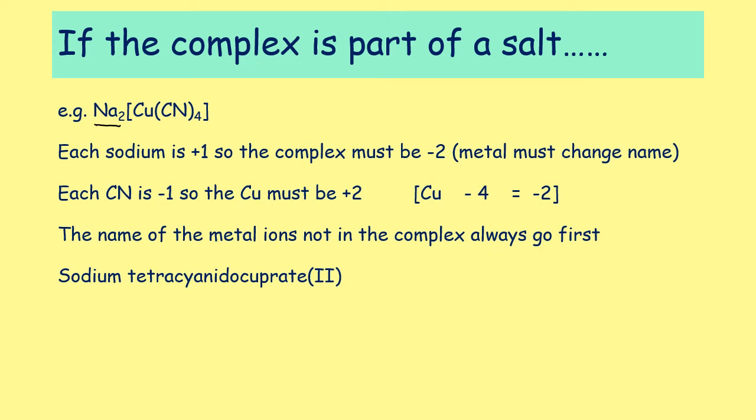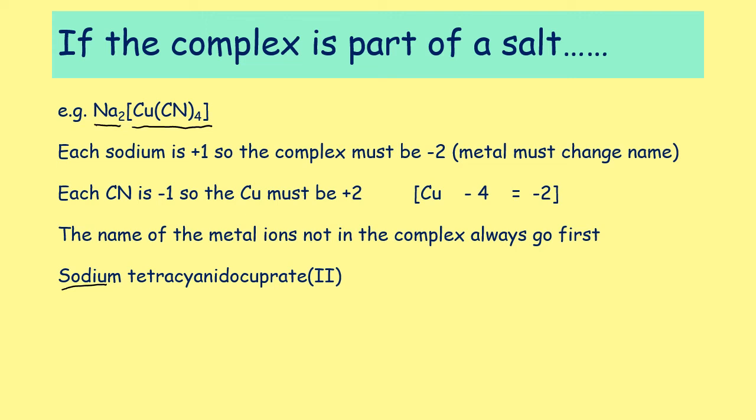And again, in this, the complex has a charge of -2, which is why it comes after the positive ions. And because the positive ions come first, it means sodium goes in front of the name of the transition metal complex. So this transition metal complex, it has 4 cyanides, so it will be tetracyanide. It is negatively charged, so copper changes its name to cuprate.